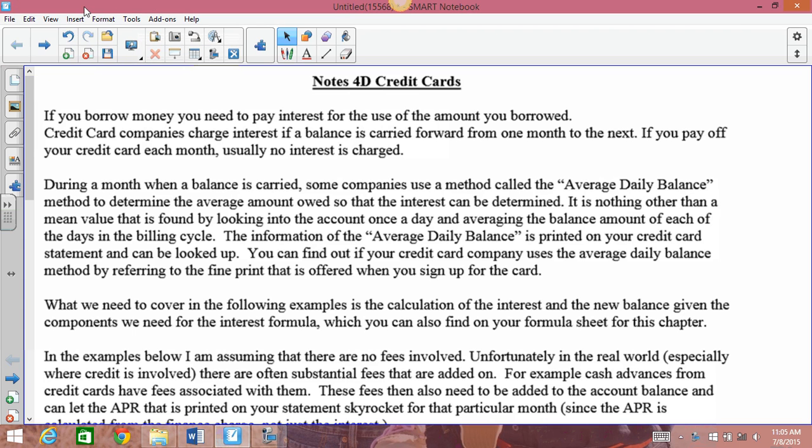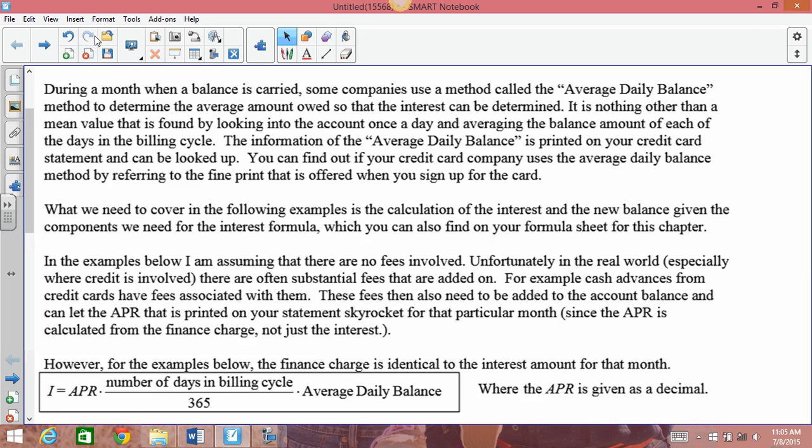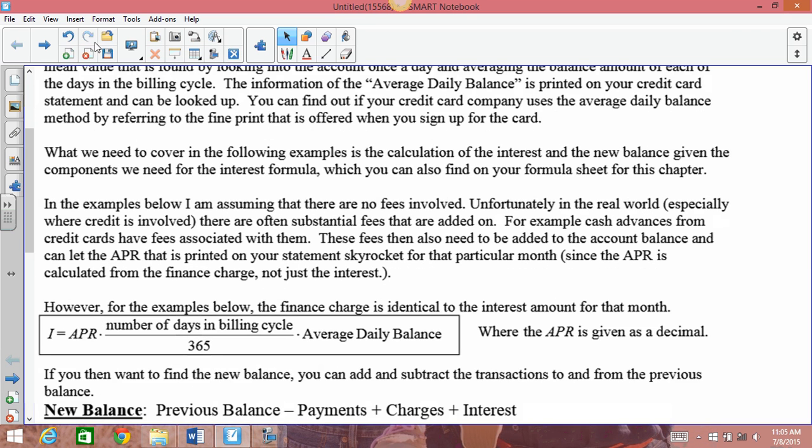Guess what? You have made it to the last section of Math 143, Section 4D. It's on credit cards. This isn't covered too well in your textbook, so you're definitely going to want to focus on what I have here in the notes and what I'm saying here in the video. It's a very straightforward, easy section to end on.